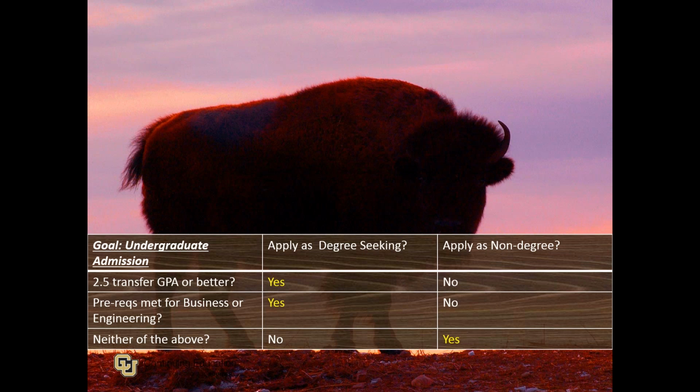So looking at our undergraduate admission, one of the things that we want to talk about a little bit, of course, is whether you should apply as a degree-seeking or a non-degree seeking student. So really this comes down to, do you meet the requirements or not for admission? And if you do meet the requirements for admission, for most undergraduate programs in the College of Arts and Sciences, they're looking for a 2.5 transfer GPA or better. Or if you're looking at business or engineering, there's some prerequisite courses there and some GPA requirements there as well.